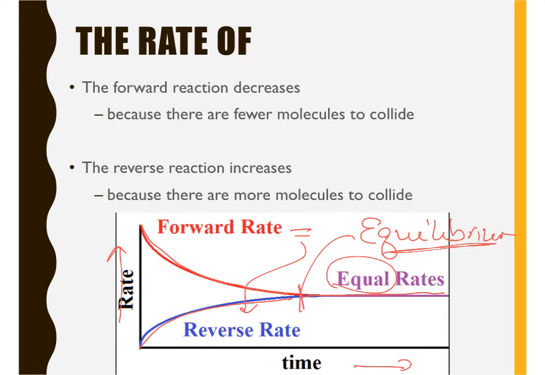Equilibrium has nothing to do with how much reactant and product are present. So the concentrations of the reactant and product have nothing to do with equilibrium. It is the rates that become equal. Now imagine when the rates are equal.